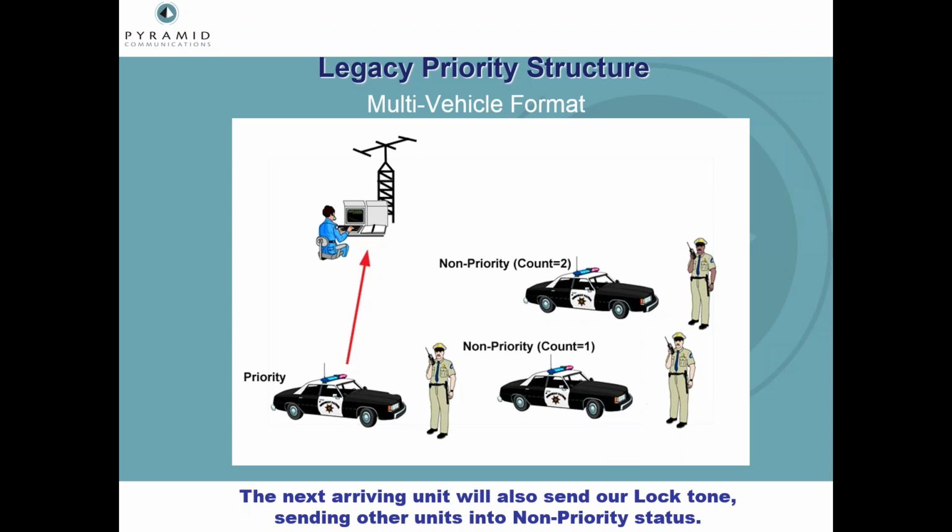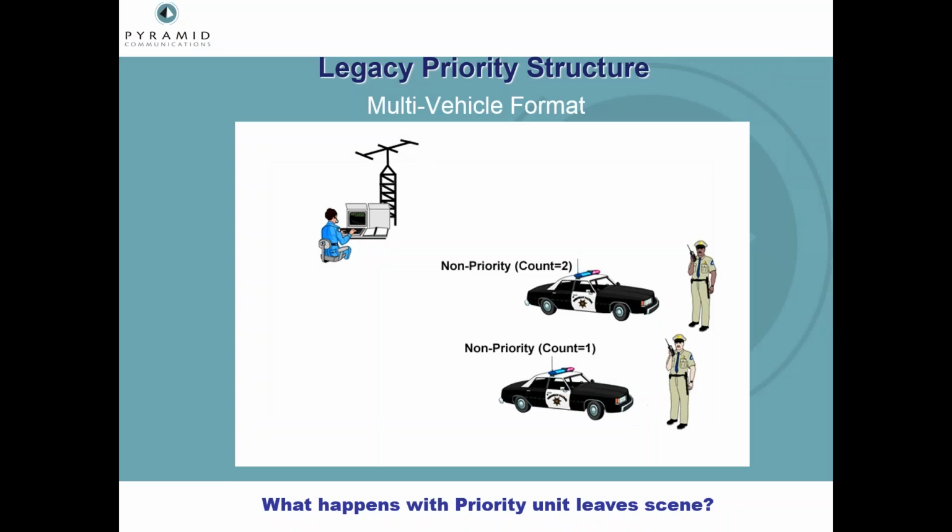Interestingly enough, though, they are keeping count of how many priority vehicles they've actually seen come on the scene after them. And so you'll see the counts here. Count number 1, count number 2. Count number 2 is the first vehicle to arrive on the scene. Count number 1 was the second. Count number 0 is the priority unit. So as the priority unit drives away, in this case, what will happen is you'll be left with 2 vehicles that are in non-priority. And this is kind of where the differences come between our ESP technology and our legacy technology. But follow me here.